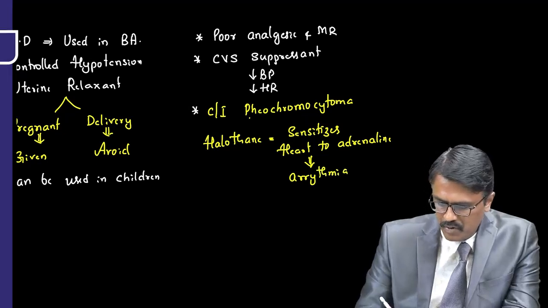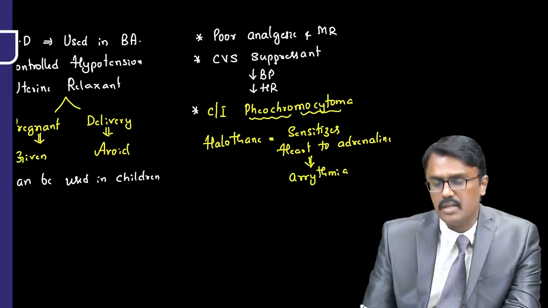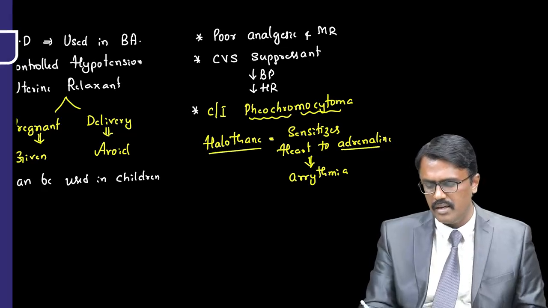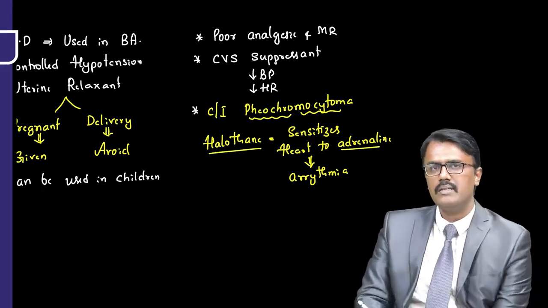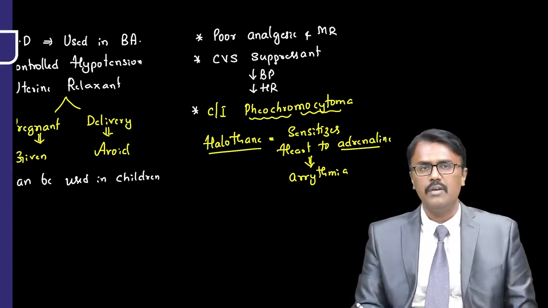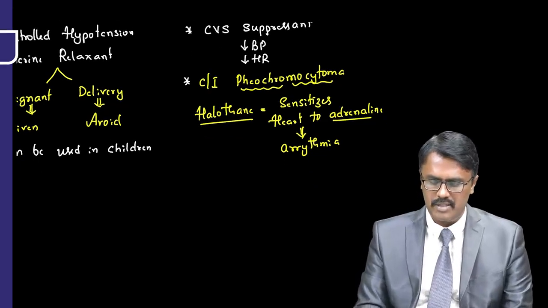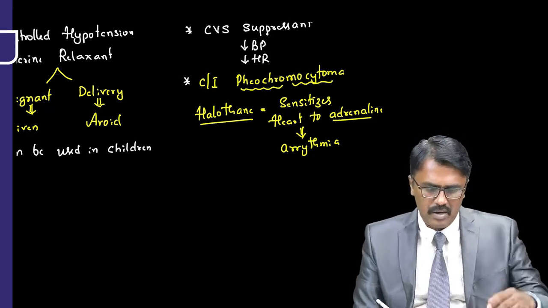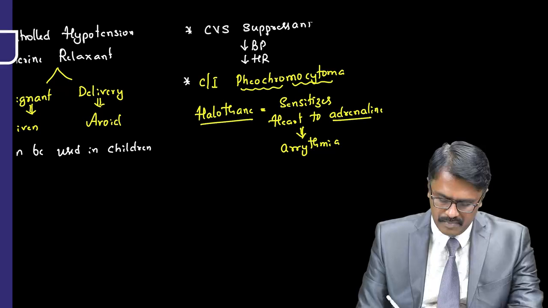Now what is the problem in pheochromocytoma? In pheochromocytoma, the adrenaline levels are already high. If you give halothane, it will work on the heart, increase the heart rate, and there is a risk of arrhythmia and the patient may die. So don't give it in a pheochromocytoma patient because it sensitizes the heart to adrenaline and there is a risk of arrhythmia. So contraindicated in pheochromocytoma surgery.